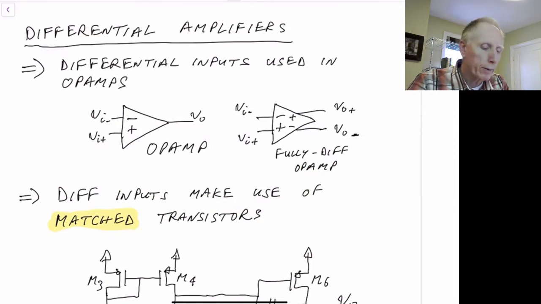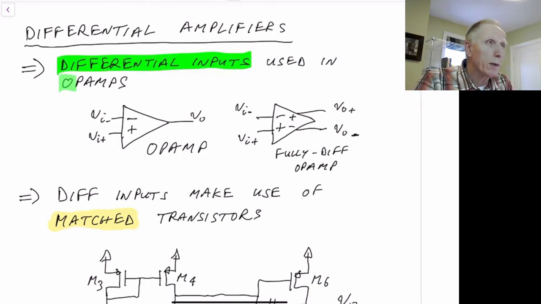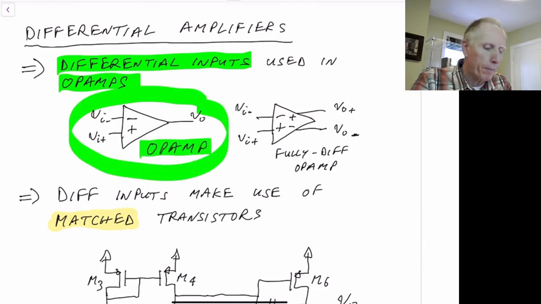Now let's look at differential amplifiers. Differential amplifiers make use of differential inputs used in op-amps. A typical op-amp, shown on the left here, is this one. This op-amp has a differential input and a single-ended output, Vout.